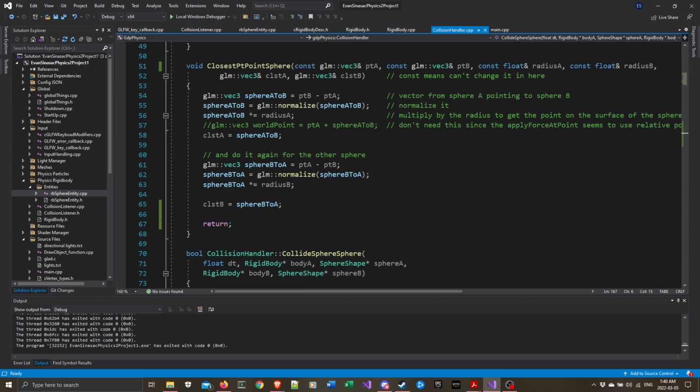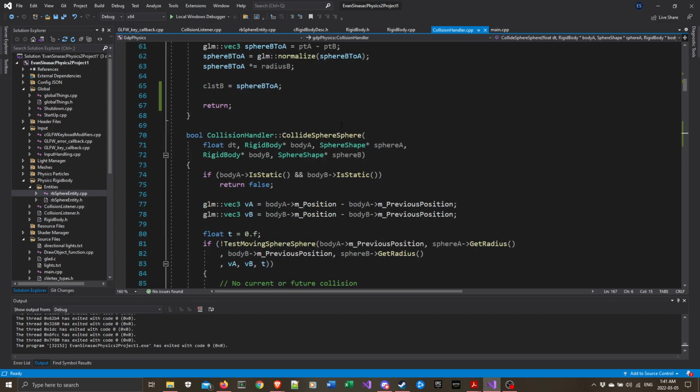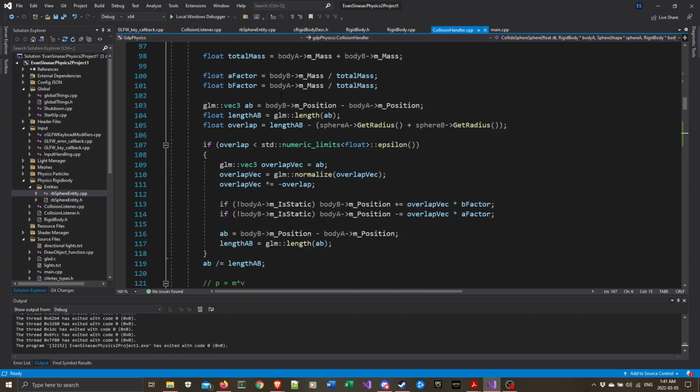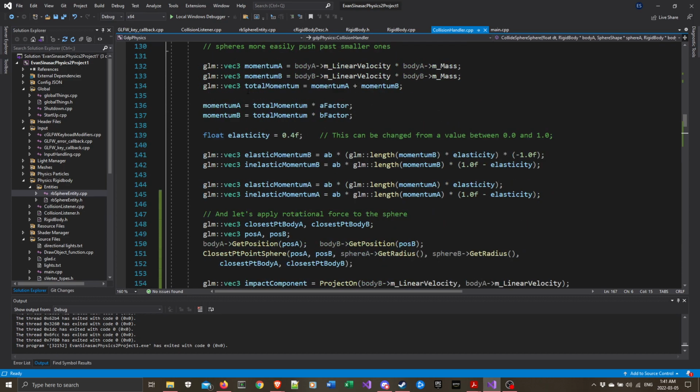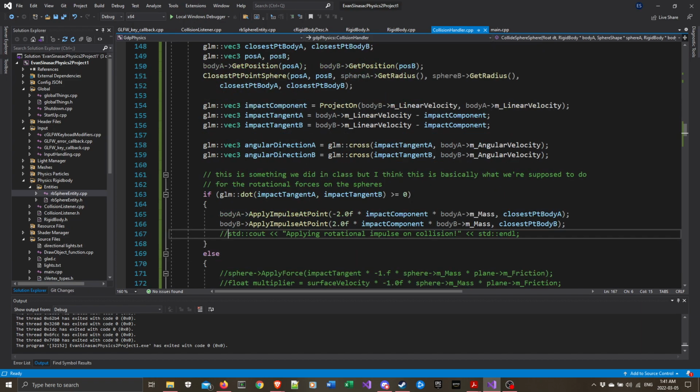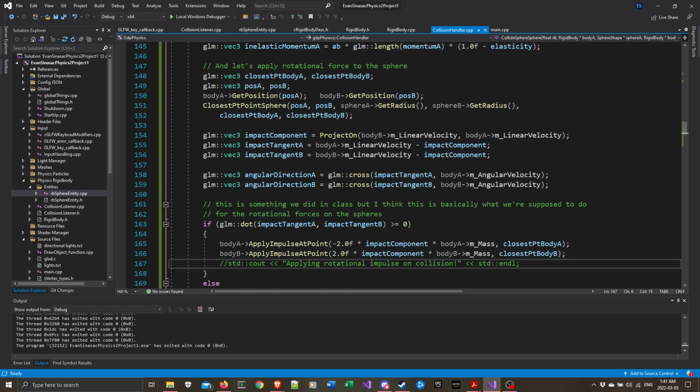Anyways, for this, I decided to make a closest point sphere. So when two spheres collide, this just figures out where the closest point between the two would be. That will always be their collision point. And then in our collide sphere, I kept all this stuff the same. We do our elastic momentum, and then I figure out, honestly, I don't even know if this is how you're supposed to do it. It's just how I decided to.